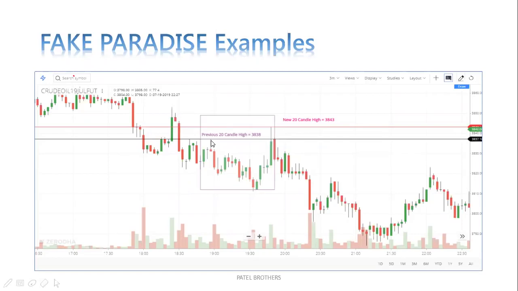Here, you can count it: 1, 2, 3, 4, 5, 6, 7, 8, 9, 10, 11, 12, 13, 14, 15, 16, 17, 18, 19 and 20. So this was the previous 20 candles high, which was 38.38. In the same candle, it went below that, and we have to sell below that. So 38.38 or 38.37 we can sell. We sold near that level, and within 15 or 30 minutes it was down, from near the day high to the day low.